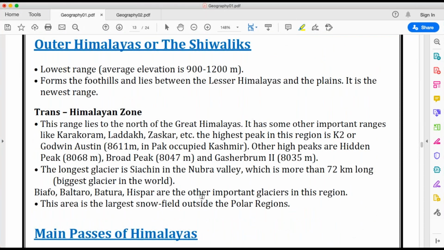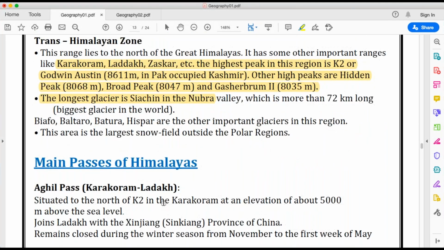Again, when it comes to outer Himalayas, just remember the glacier part. This is what you need to remember. The names of the peaks is what you need to remember. You can skip the height part. Remember the names of the peaks. You can skip the height part. The glacier is what you need to remember. Again, you don't need to remember the length of the glacier. You just need to remember the name of the glacier and in which valley it is.